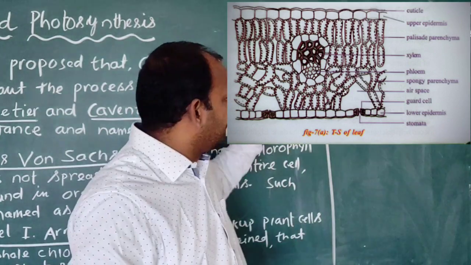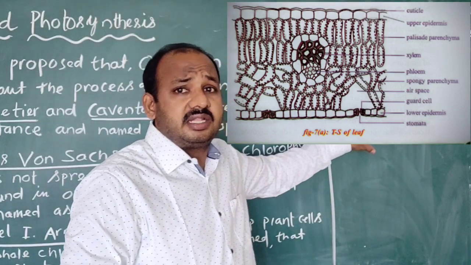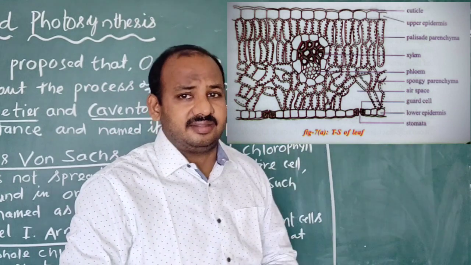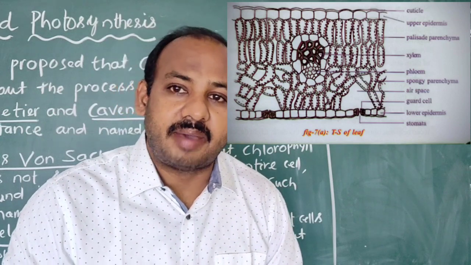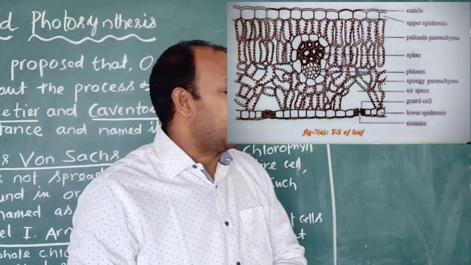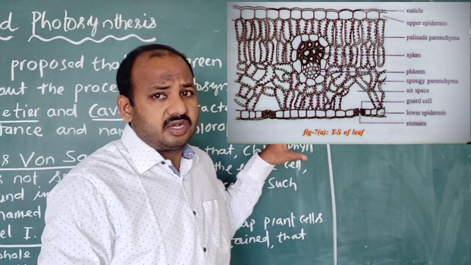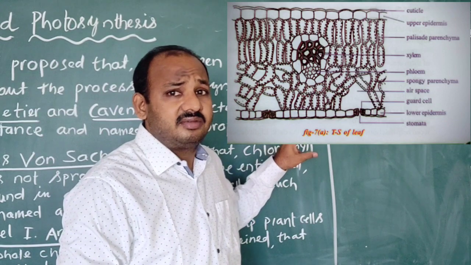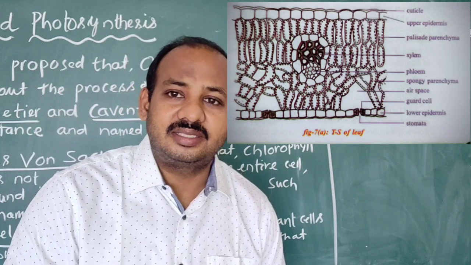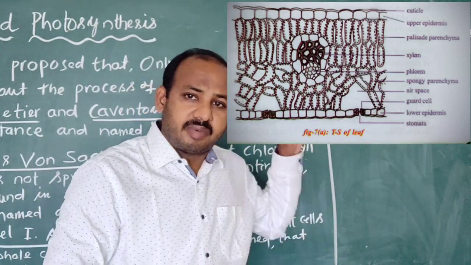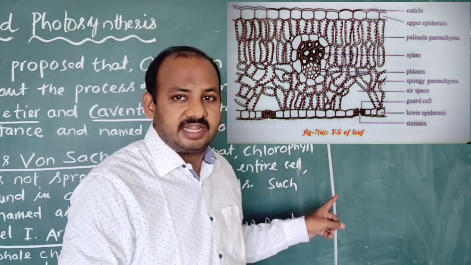And here at the top you can see, just below the upper epidermis, the chlorenchyma cells are arranged very compactly. They are called palisade parenchyma. And just below the palisade parenchyma, you can see the mesophyll cells, which are loosely arranged. They are called spongy parenchyma. Both palisade parenchyma and spongy parenchyma are the mesophyll cells.